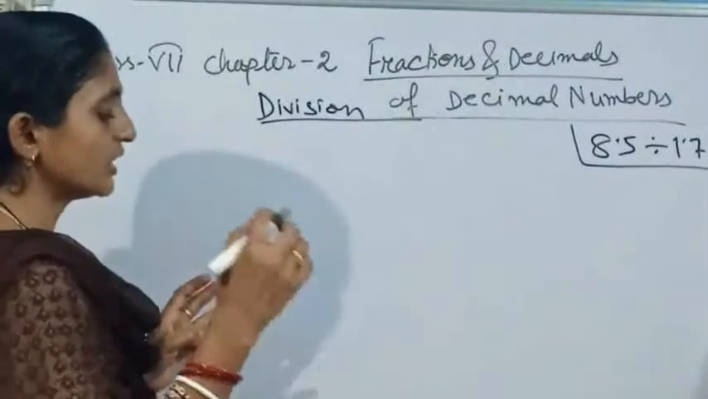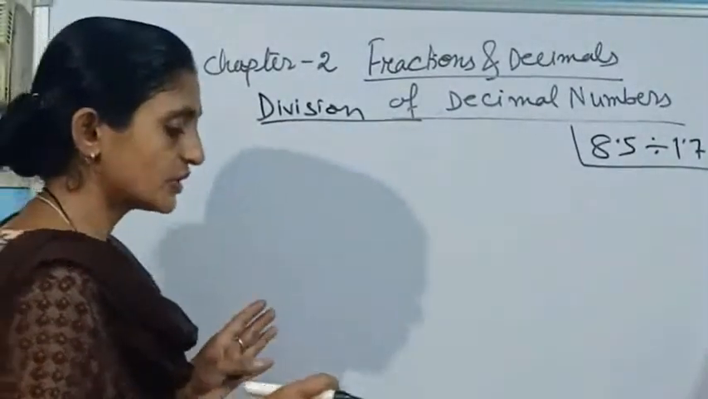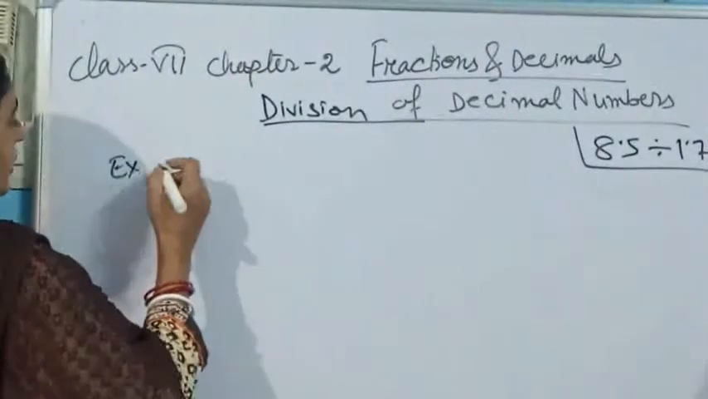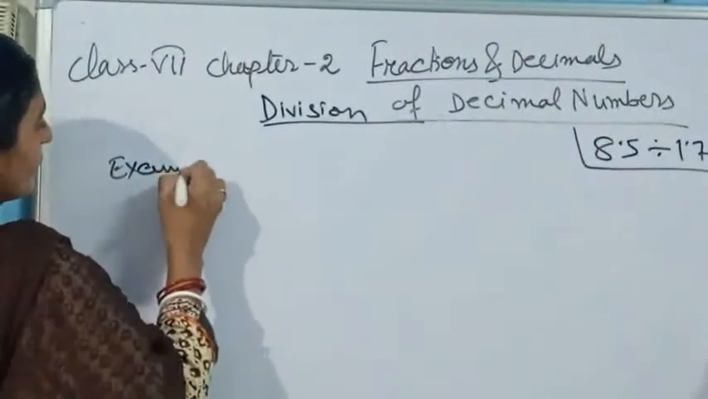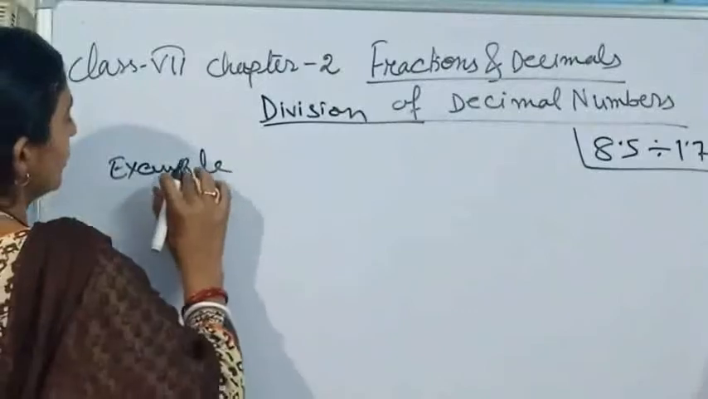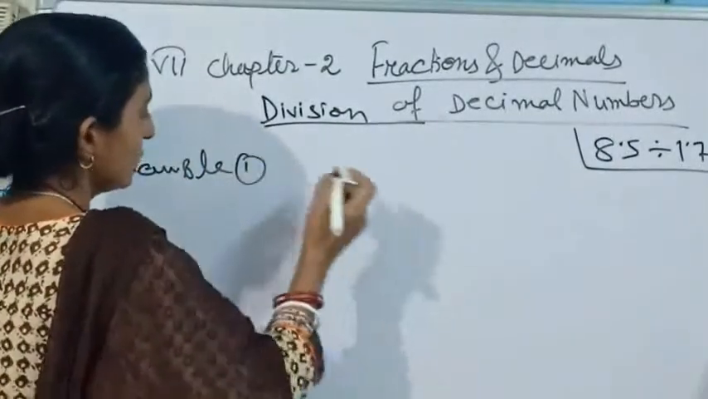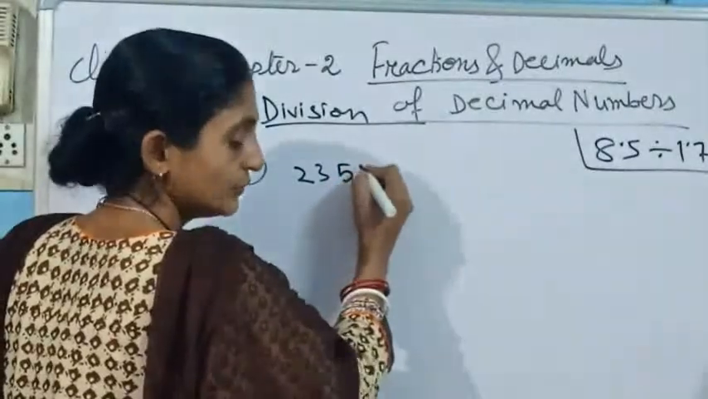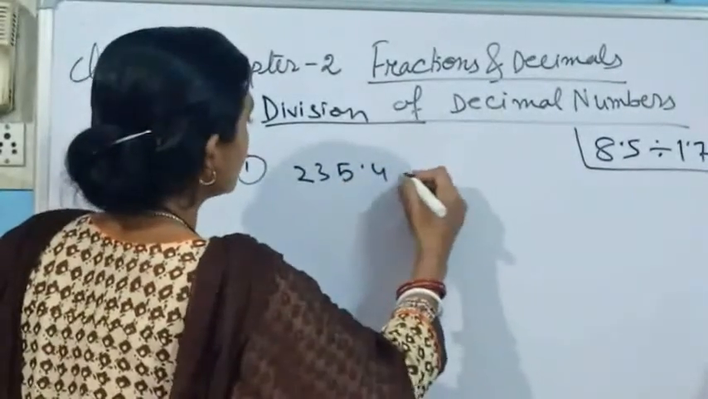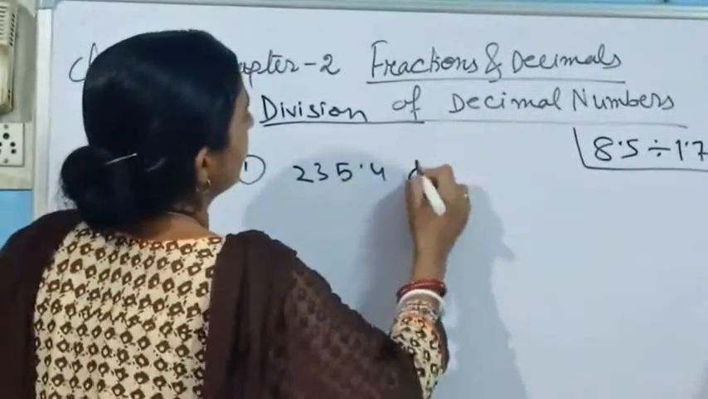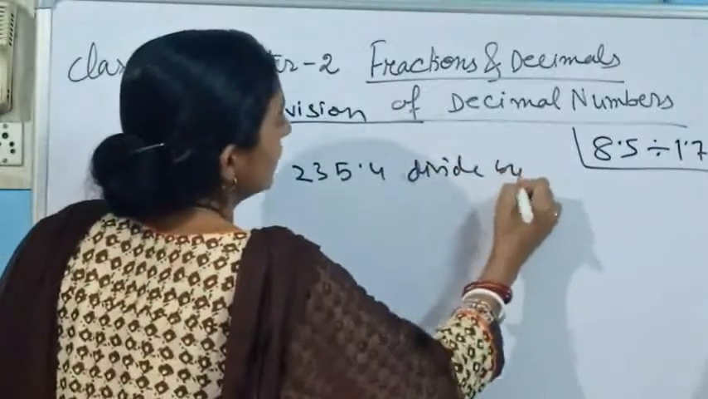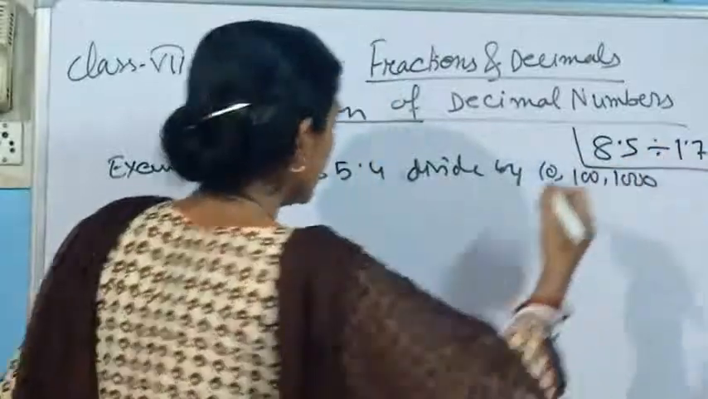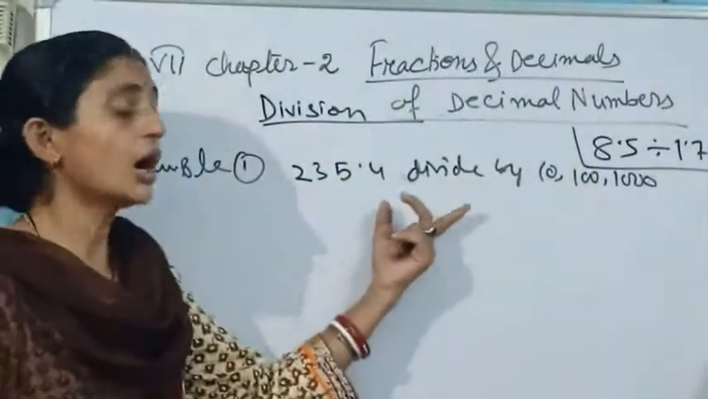So here I am taking one example. First, we are going to divide, let it be 235.4. We will divide this one by 10, by 100, by 1000, and definitely I will do this one after that. Okay, so how can you do this?